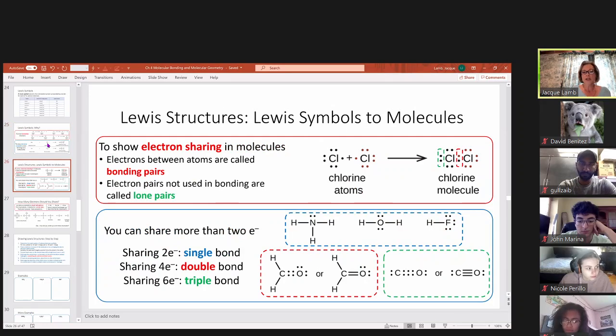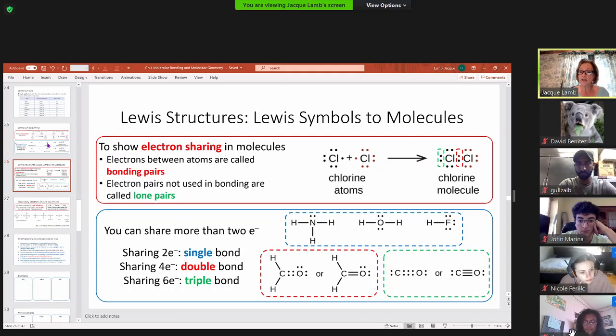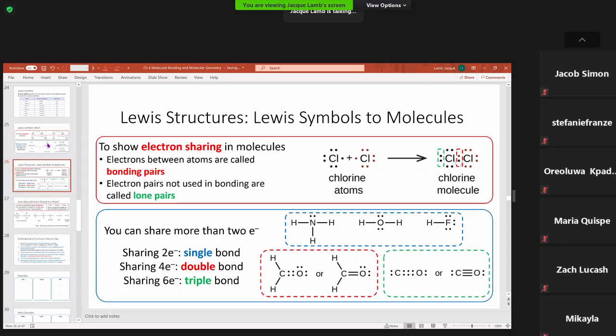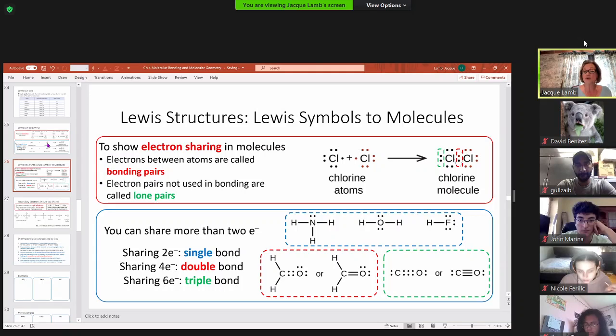The other thing that we can do with Lewis structures is to show how atoms are bonded together in sharing electrons to form molecules. So we have 2 chlorine atoms here, each with 7 electrons. When they form that bond, you have 2 electrons here circled in red, that is the bonding pair that exists between the atoms, and all of the other electrons, one of which is shown here circled in green, are lone pair electrons. So you have 2 types of electrons in Lewis structures for molecules. You have bonding pairs and you have lone pairs.